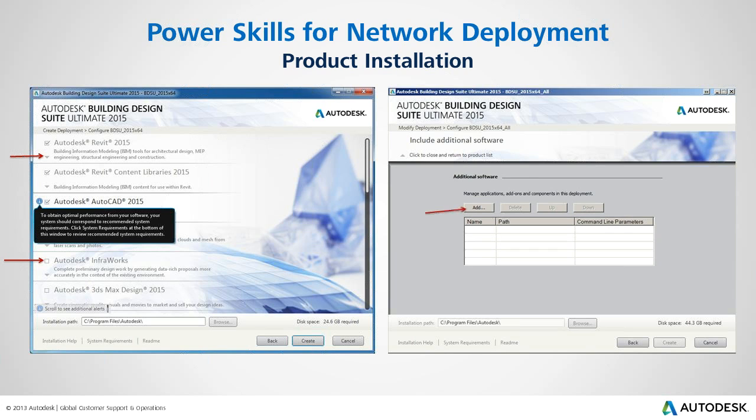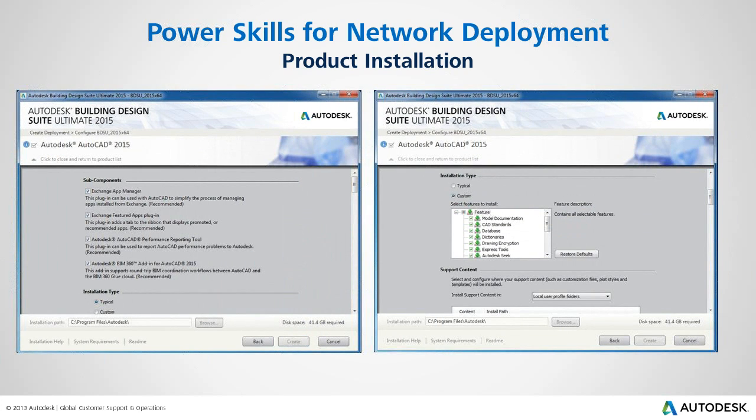Okay, so the next one is, let's say we went in and now we are inside the AutoCAD 2015 configuration options. You have options for checking the subcomponents for your Autodesk AutoCAD products, and you also have options for checking or unchecking some features for your AutoCAD product. By default, typical is selected here, but if you select custom, you have more options. Let's say, unchecking drawing encryption, if you would like to share a drawing with someone else outside of your organization.